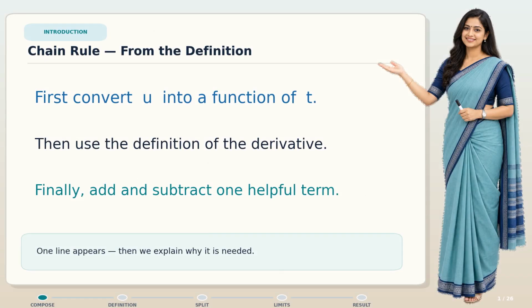Hello, today we will prove the chain rule very slowly, one line at a time. We will follow one clear order. First, convert u into a function of t. Second, use the definition of the derivative. Third, add and subtract one helpful term. Then the answer will arise naturally.